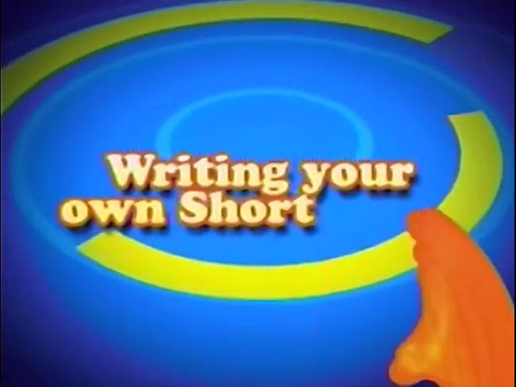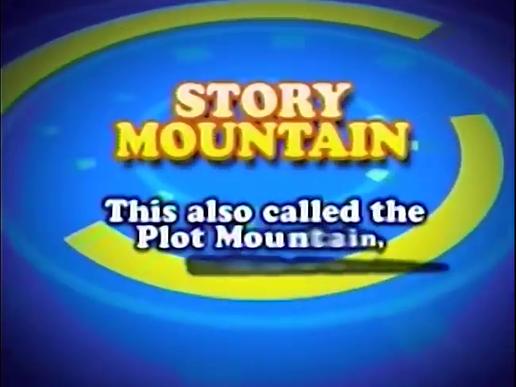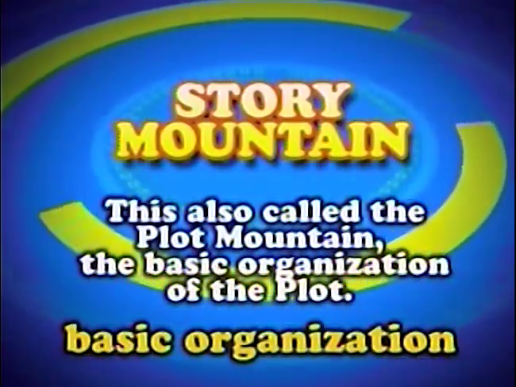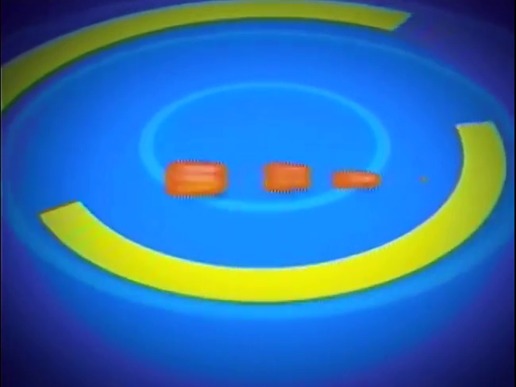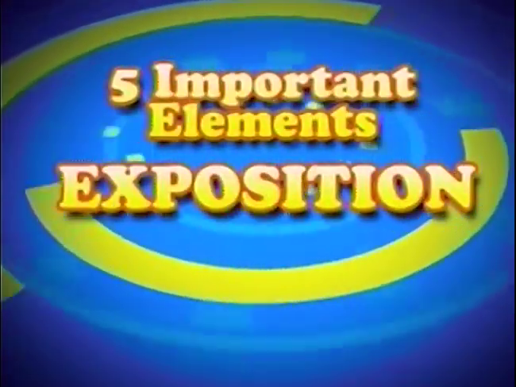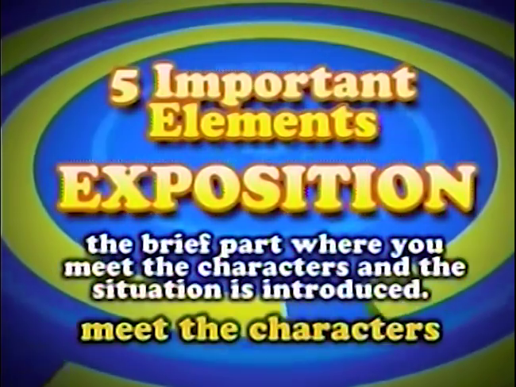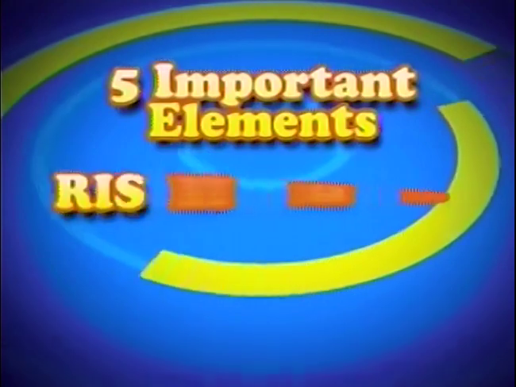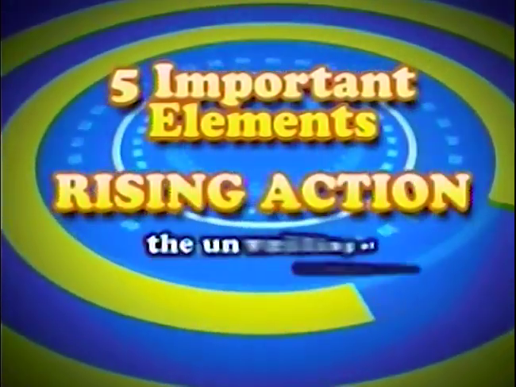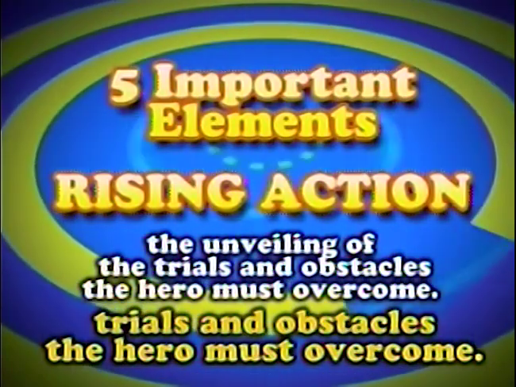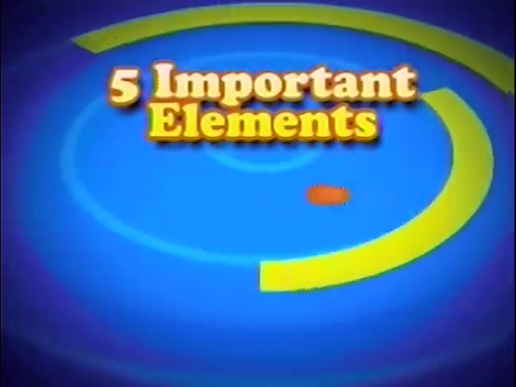And to guide you in writing your own short story, here is the story mountain. This is also called the plot mountain, the basic organization of the plot. The story or plot mountain has 5 important elements, namely, the exposition phase, the brief part where you meet the characters and the situation is introduced. The second part is the rising action phase, the unveiling of the trials and obstacles the hero must overcome.